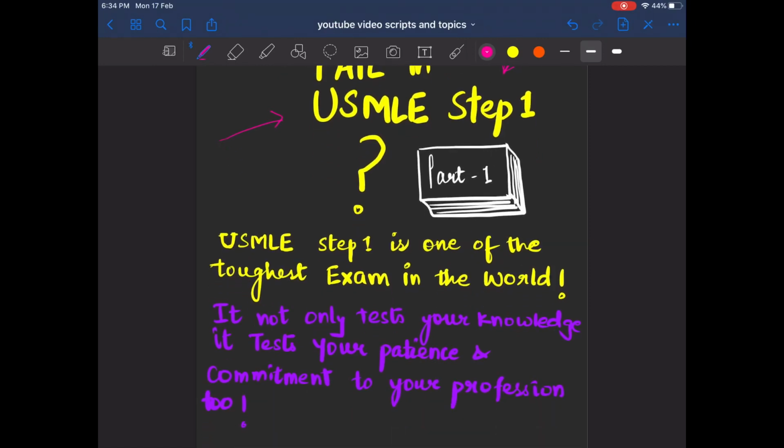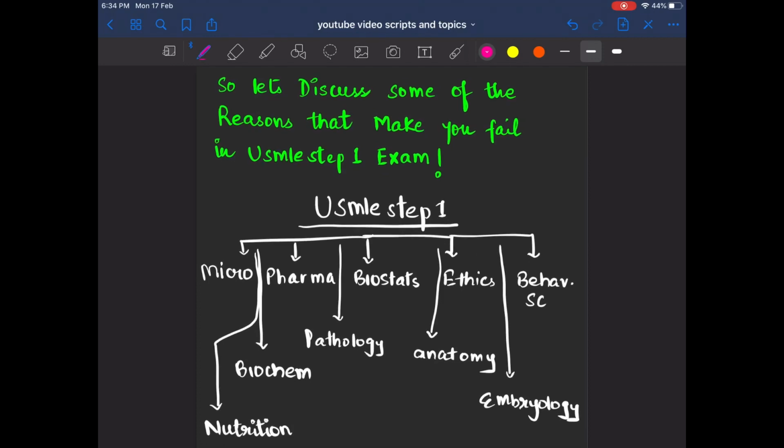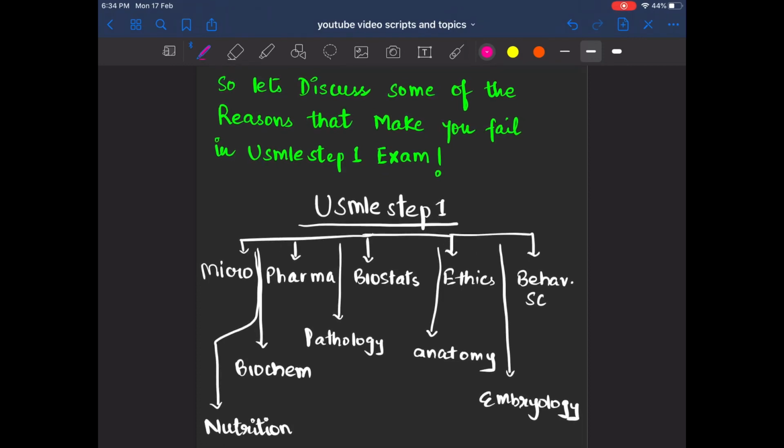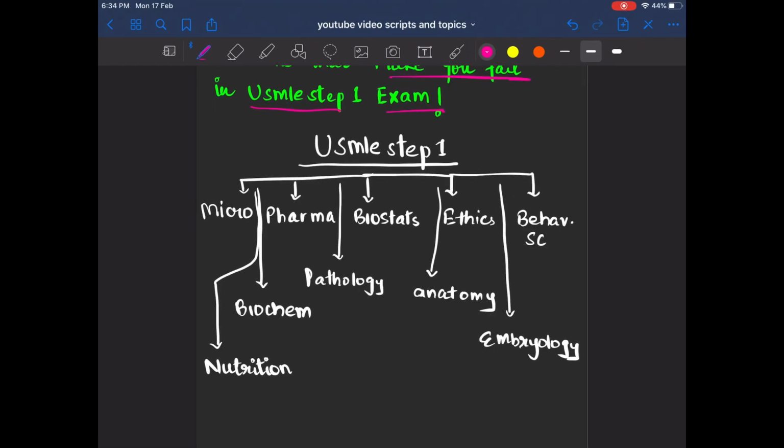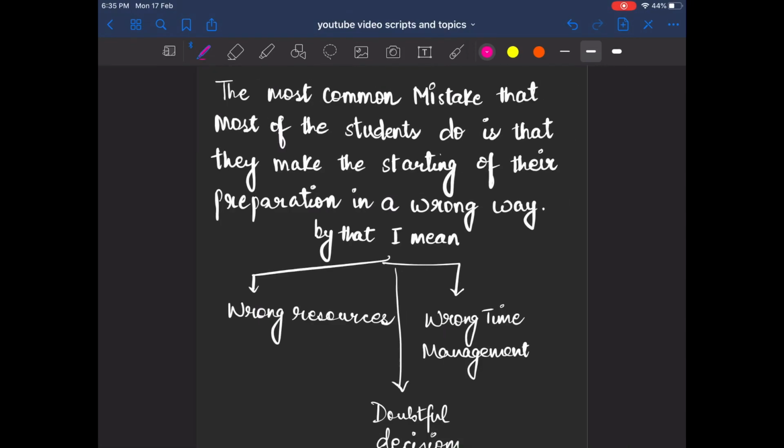So basically USMLE Step 1 is one of the toughest exams in the world. It does not only test your knowledge, but it also tests your patience and commitment to your profession too. So now coming on to the USMLE Step 1, let's discuss some of the reasons that make you fail in the USMLE Step 1 exam. First of all, I want to tell you the subjects which are being tested in USMLE Step 1. They test microbiology, biochemistry, nutrition, pharma, pathology, biostatistics, anatomy, ethics, behavioral science and embryology.